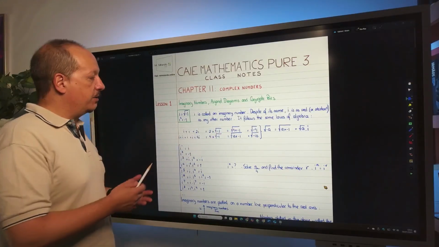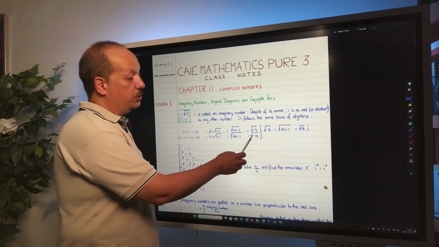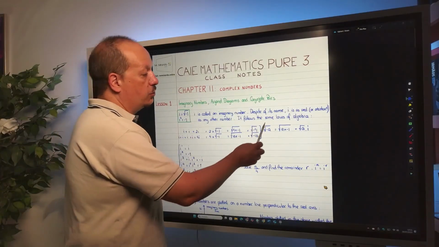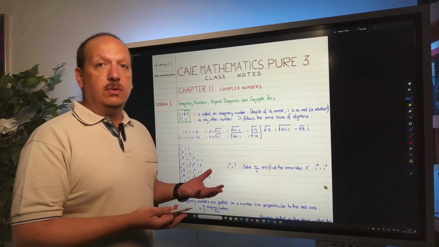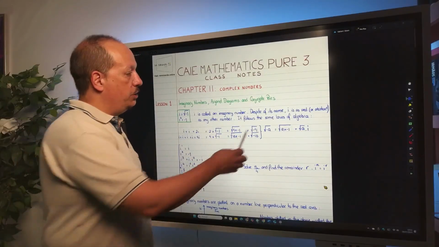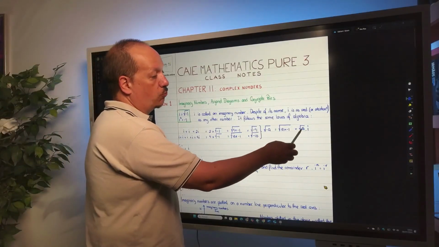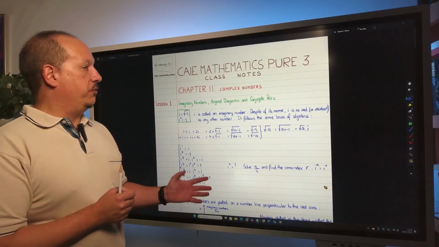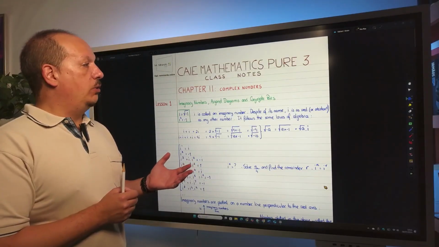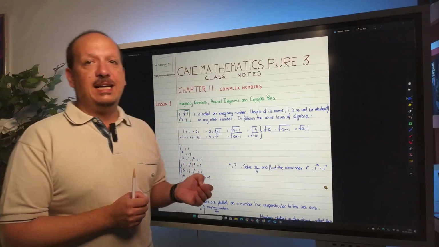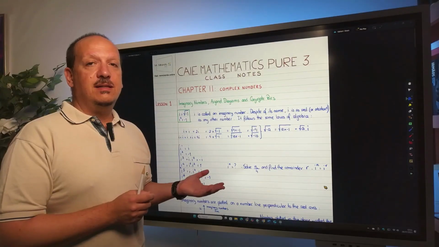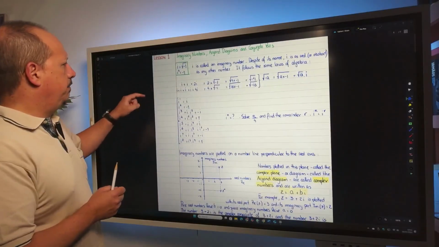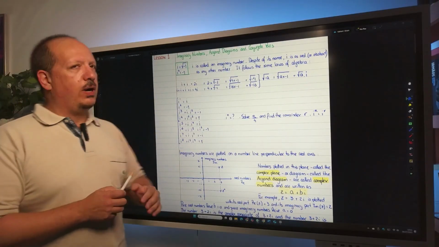You can do this with any other number. 4 times i, that is going to be square root of -16. This also means that if you have square root of minus whatever, okay, whatever real number, you can write this as the square root of a times i. Okay? So, for example, if you have square root of -36, that is going to be 6i.